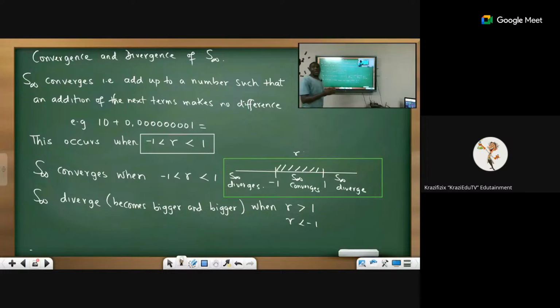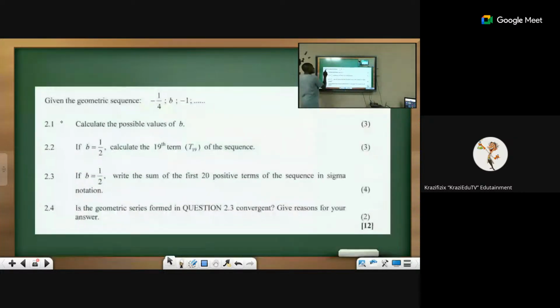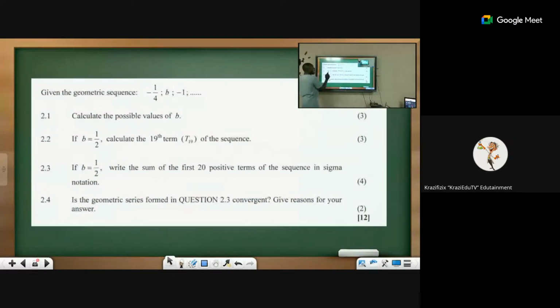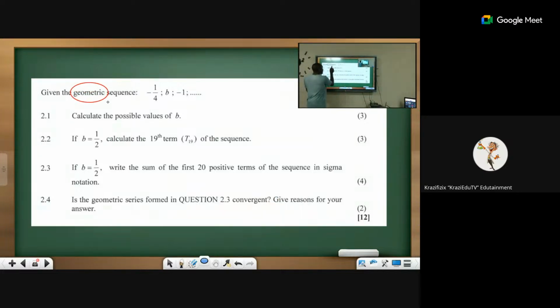All right, let's see how examiners are going to throw these questions at us. We look at one full question or two and then see how to tackle them. Okay, look at this one. I think I have one full one here, 12 marks. The first three, you can do them. Let's start from the first one. It says, given the geometric sequence, please always make sure you read. Identify the type of sequence. That is key. It's geometric.